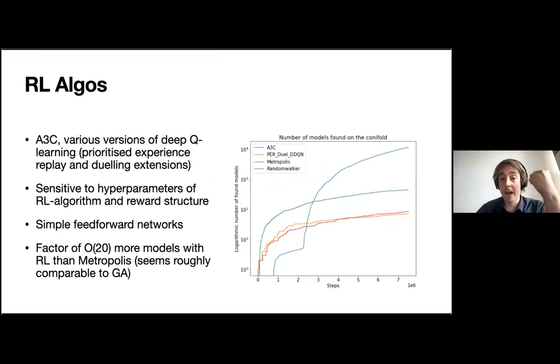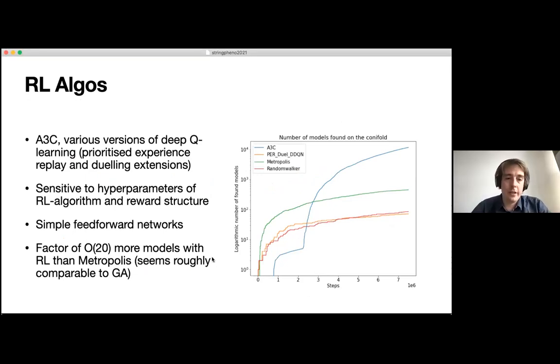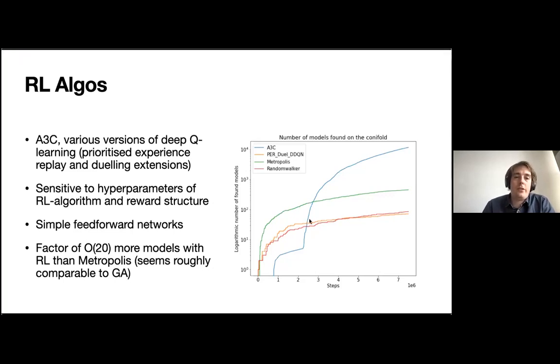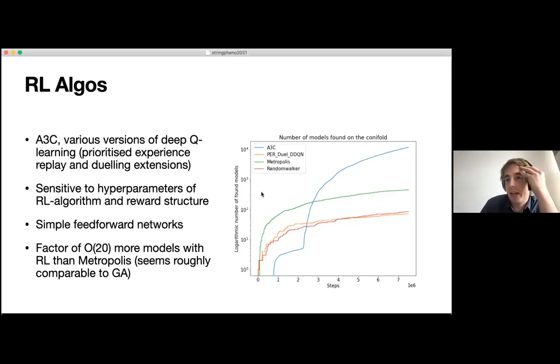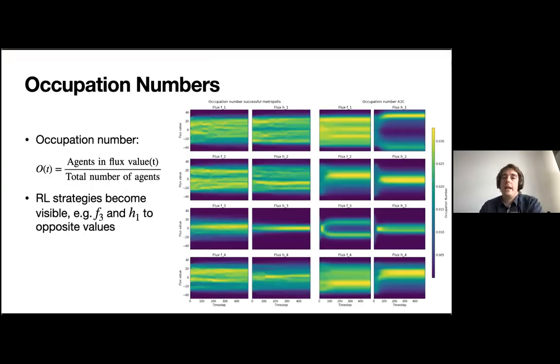And we find quite some sensitivity at the moment to hyperparameters. I'm showing you here results during training, for instance, what is happening. And what you're seeing is that we are outperforming a Metropolis algorithm after some time. There is another technique from deep Q learning, so prioritized experience replay and dueling extensions, which doesn't manage to do this.